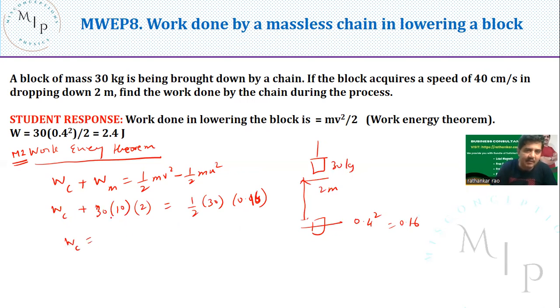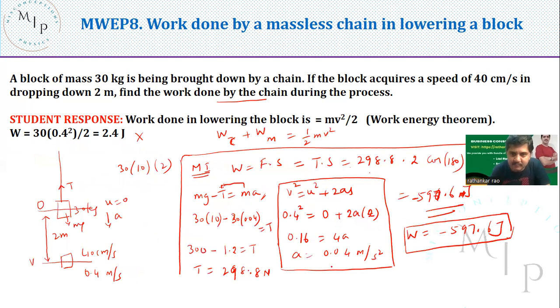Work done by the chain is equal to 30 into 10 into 2, how much is it? This is 600. So this should be half into 30, which is 15, into 0.16, minus 600. Now let us find out this value. What is 15 into 0.16? That is 2.4. 2.4 minus 600 will be equal to minus 597.6 joules.